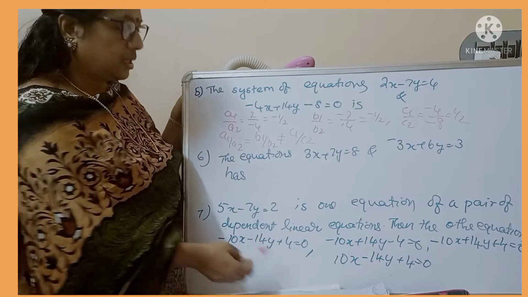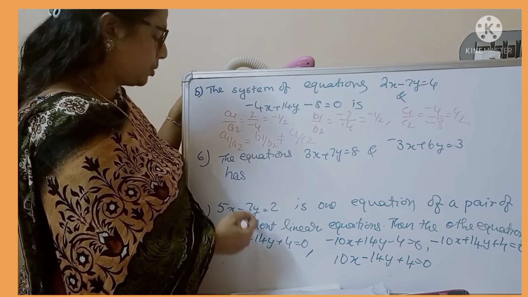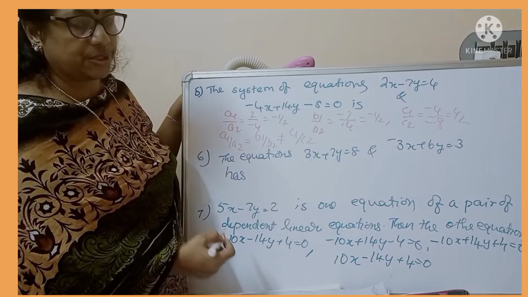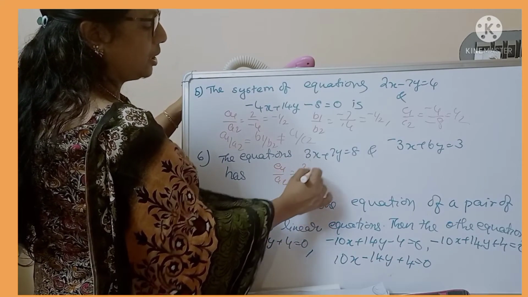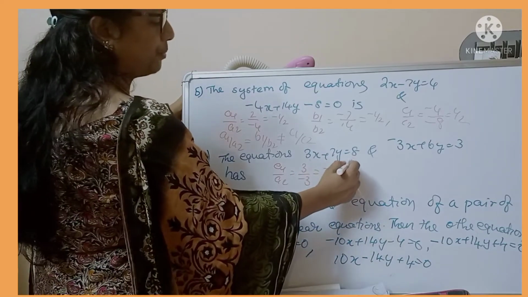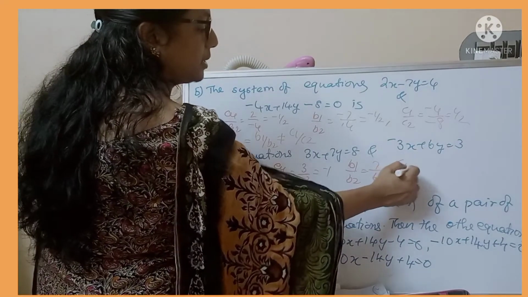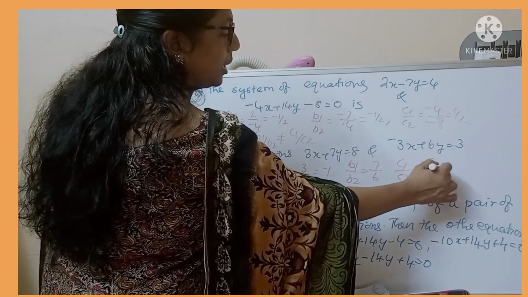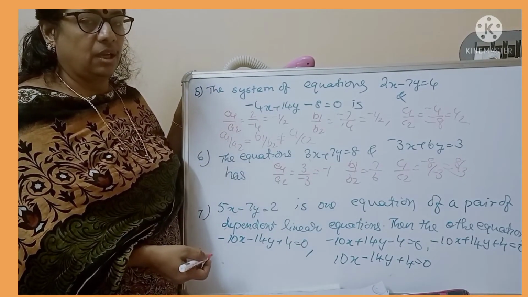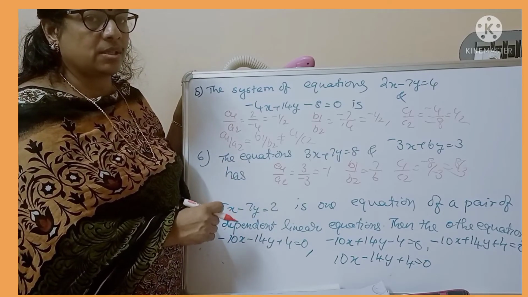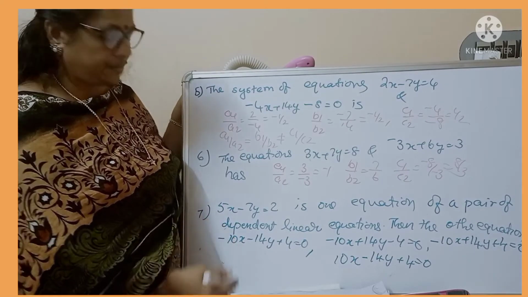Then the sixth one: the equations 3x plus 7y equal to 8 and negative 3x plus 6y equal to 3 have how many solutions? For that, a1 by a2, that is 3 by negative 3, equal to negative 1. b1 by b2 equal to 7 by 6. c1 by c2 equal to negative 8 by negative 3 equal to 8 by 3. Are they equal? No, they are different. That means these equations represent intersecting lines, so this system has a unique solution.